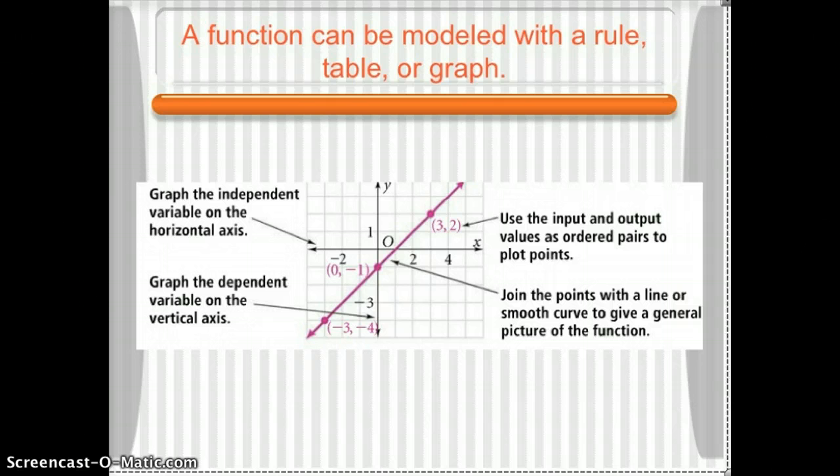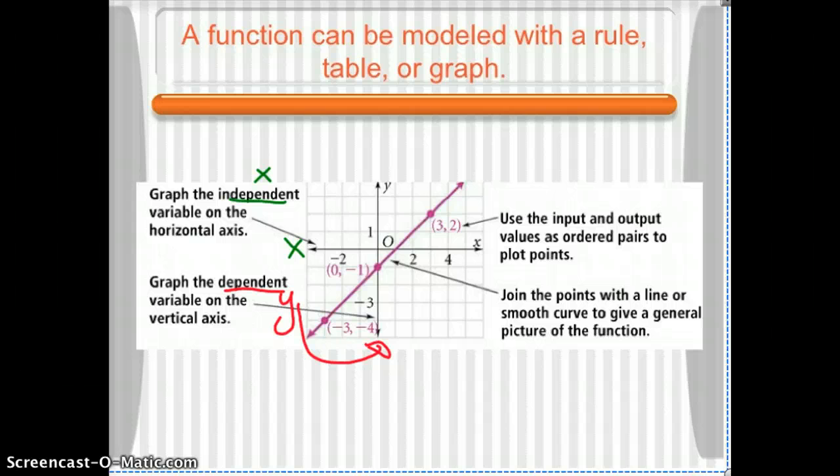When you're graphing, you always put your independent variable on the horizontal or the x-axis. So independent always goes with x. You graph the dependent variable, the one that relies on the other one, on the y-axis. Okay, so dependent goes on y, on the vertical axis. And then what you're going to do is take the input and output values, and you can write them as ordered pairs and then plot your points.